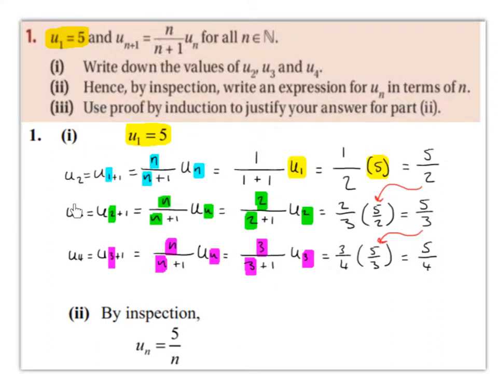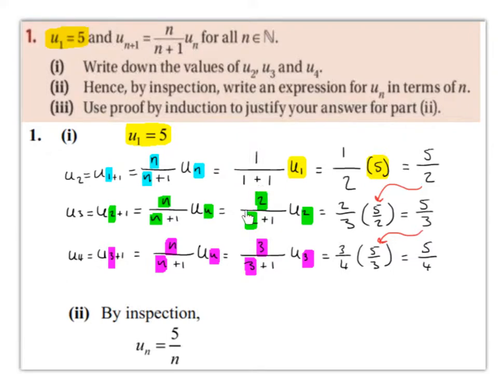Well, u3 can be rewritten as u(2+1), because 2 plus 1 is 3, just like 1 plus 1 is 2. So again we're going to have n over n plus 1 times un, which we got from up here. So we're going to swap each of those n's for 2, and that n there for 2 as well. So we'll have 2 over 2 plus 1 times u2.